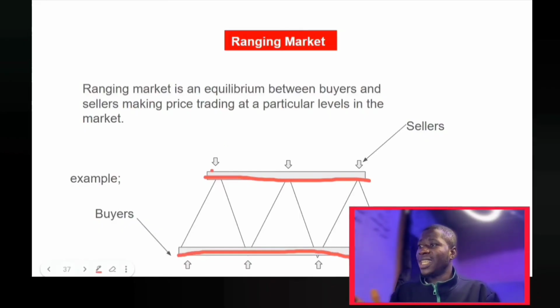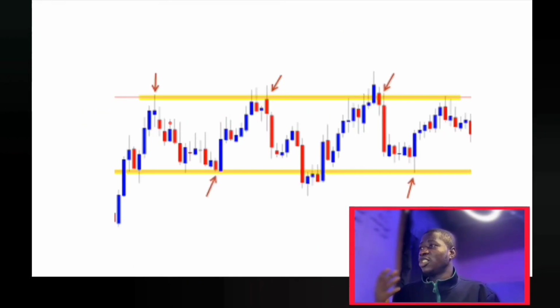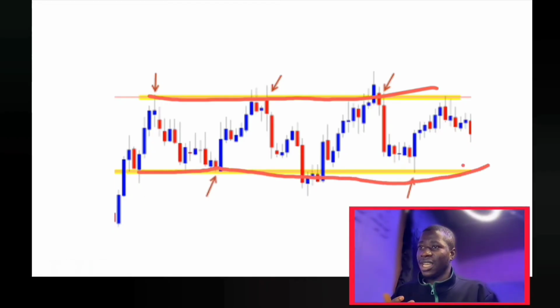So we want to be selling at the particular highs where sellers are pushing price down, and buying at the particular low or zone where buyers are pushing price up. Consider a ranging market or a sideways market to be more or less in a box, a box where the market is just bouncing off a particular zone. As you can see, we have a chart example right here where price is selling off that zone and bouncing off to the upward side at this zone.